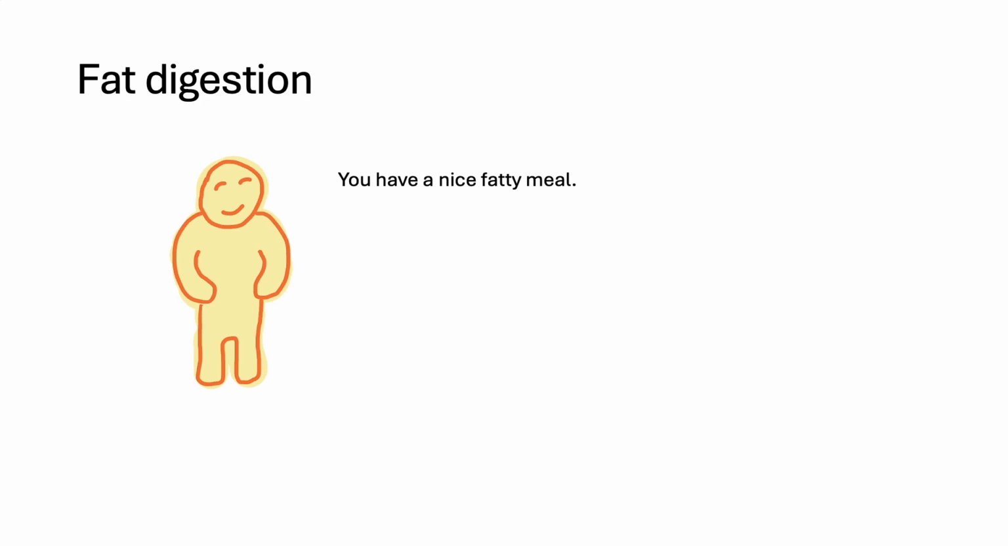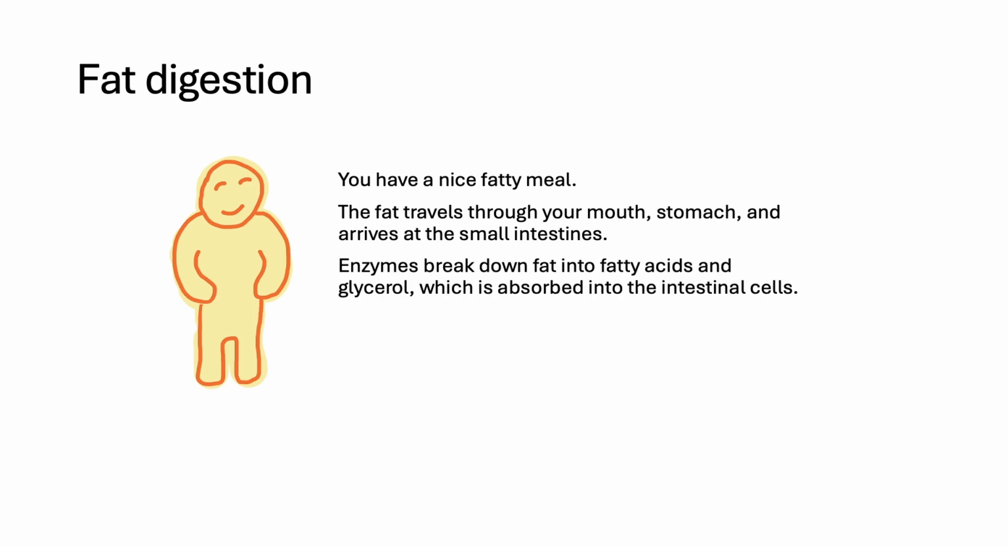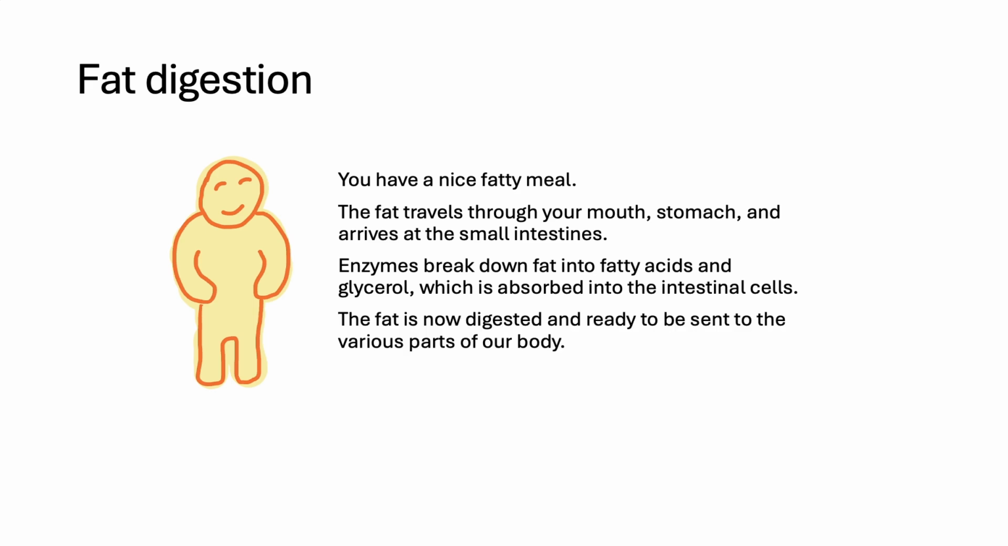So let's start off with digestion. Here's our happy fed person. You have a nice fatty meal. The fat travels through your mouth, into your stomach, and arrives at the small intestine. Enzymes break the fat down into fatty acids and glycerol, right? Which is then absorbed into the intestinal cell. The fat's now digested and ready to be sent to the various parts of our body.